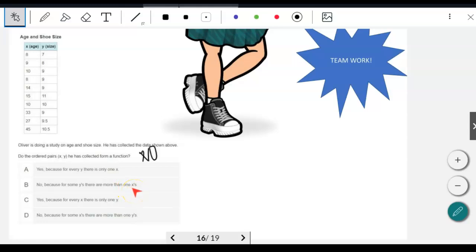Okay, be careful with the way it's worded. This one's yes, so we're definitely going to cross off A and C. Let's look at D. That's also a no, because some x's have more than one y. That's what we're looking for. Remember, x's, think of the mapping, it has two lines coming from it. It has more than one y. This 8 has 7, this 8 has 9. So the answer is D. A little tricky on the way that one was worded.